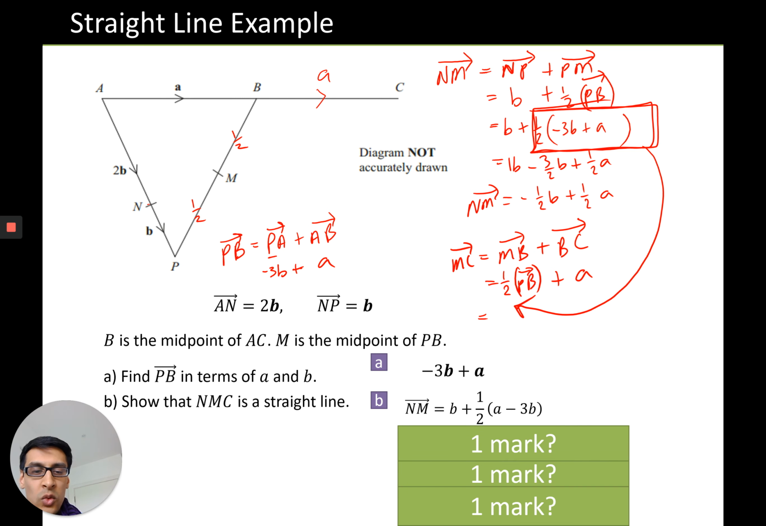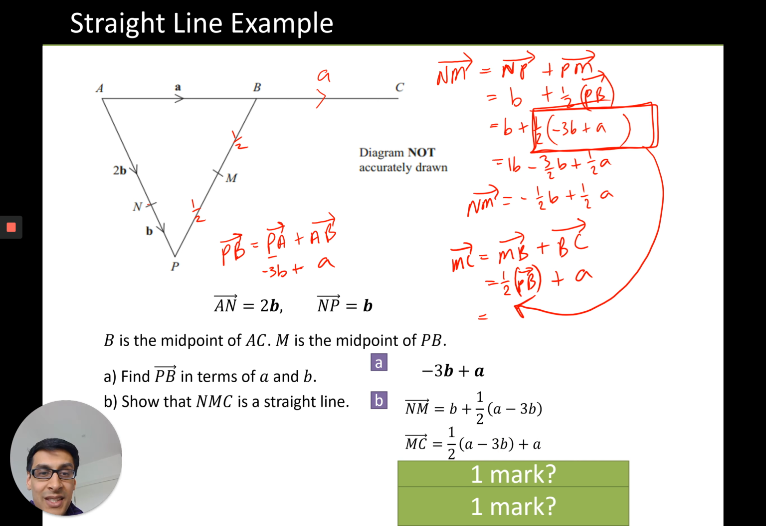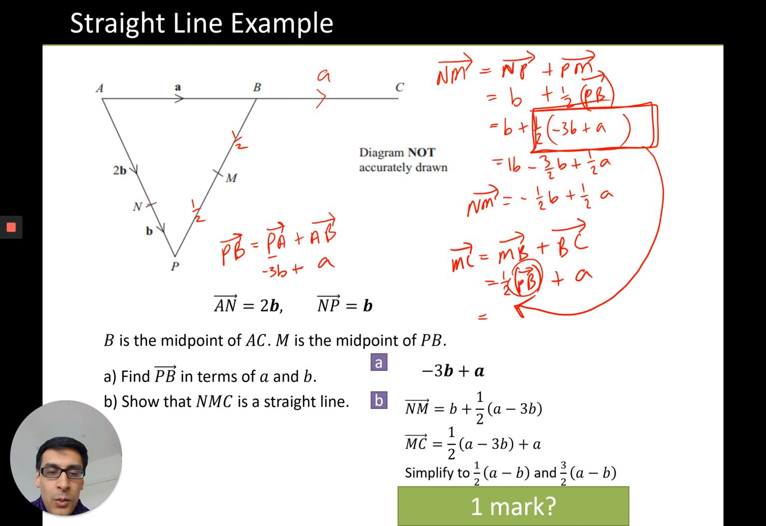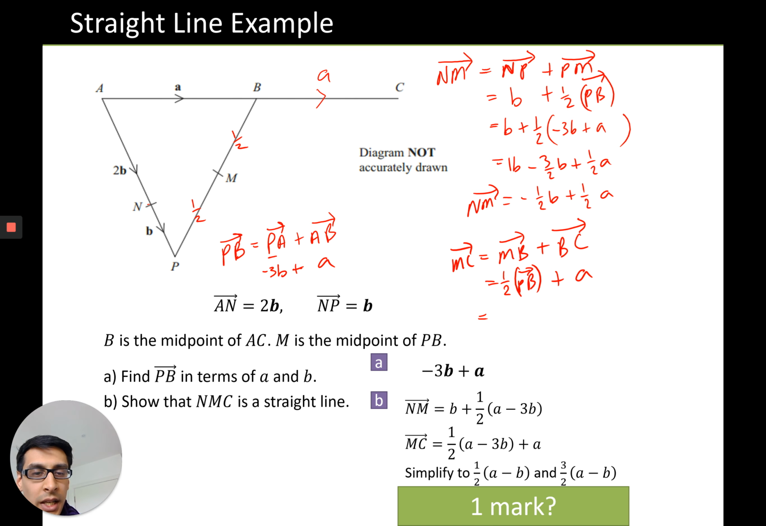So you can see we've worked out NM. It hasn't been simplified here, but I have simplified it, so it's half B plus half A. We've worked out MC, and so remember PB is just this bit here. What we can then do is say, when you simplify them both, you get this. So you get half A minus B and 3 over 2 A minus B. I think it'll be better for me to actually go through this with you, because otherwise I might get questions.